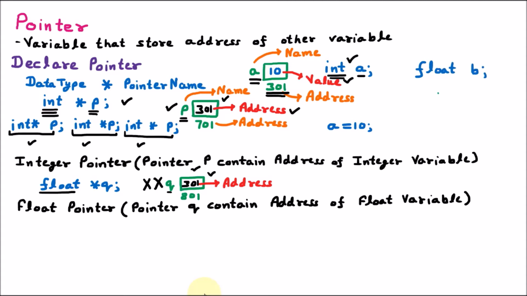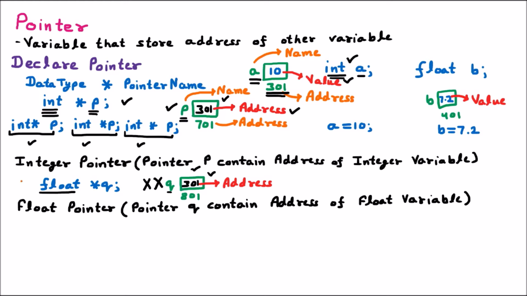In the memory, how will it be? Let us suppose there is a memory we have declared, let's say the address is 401. Now here we have B. This is a normal variable, and we know that a normal variable contains a value. Let's say I have initialized the variable B equal to 7.2. So this 7.2 value will come here.